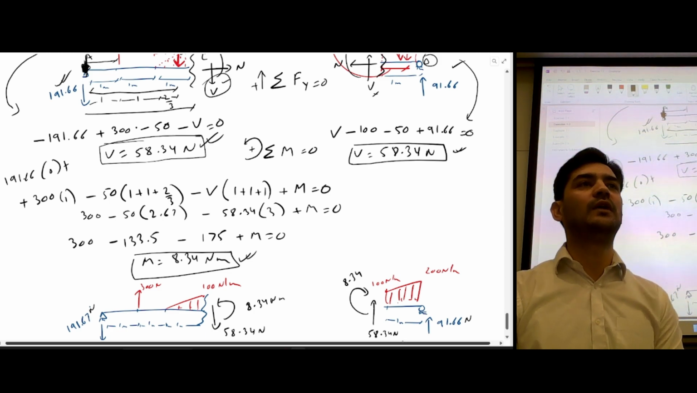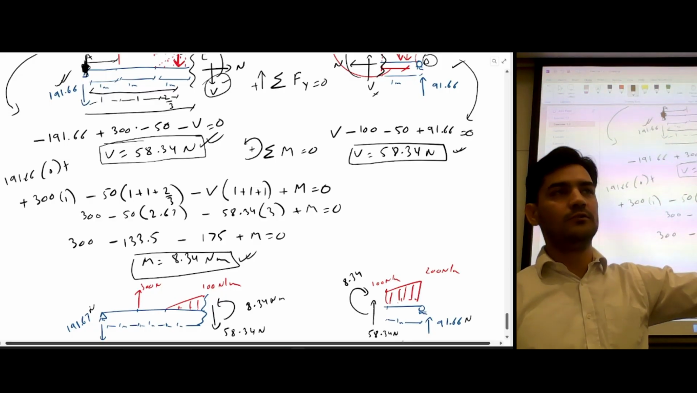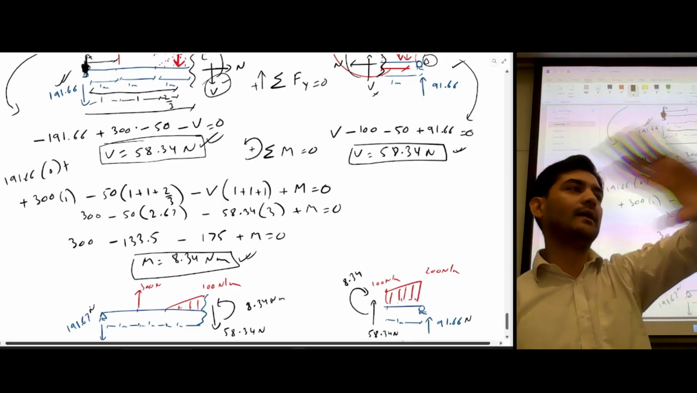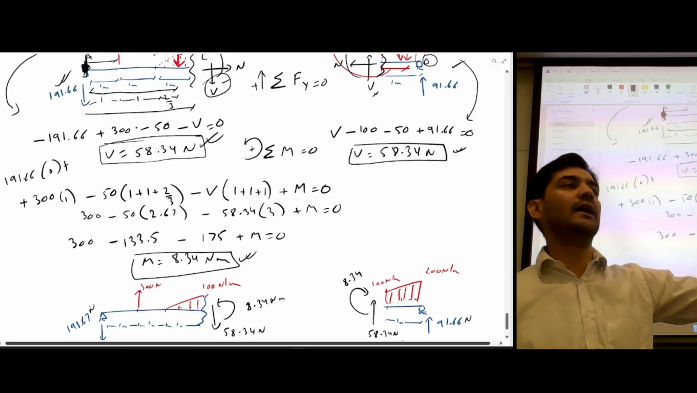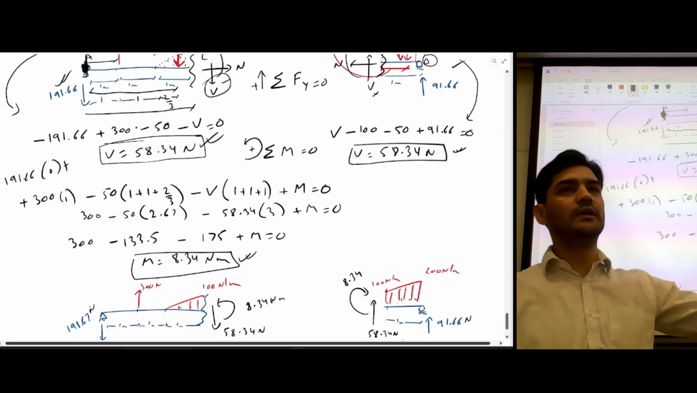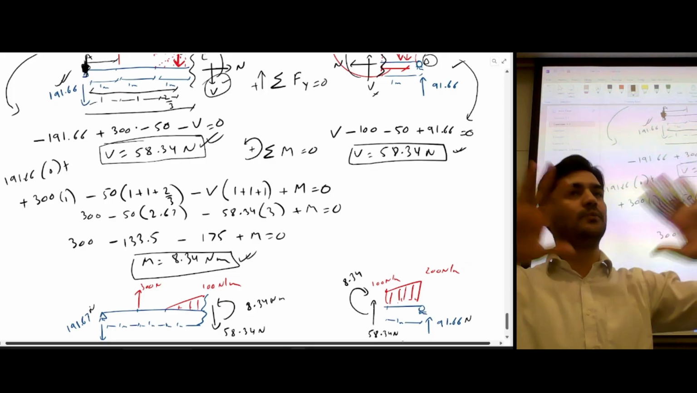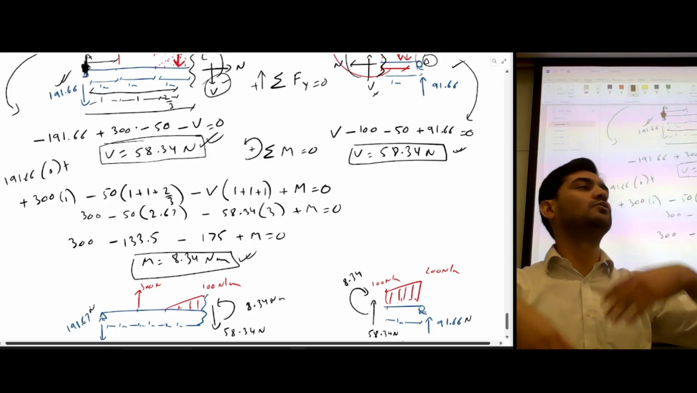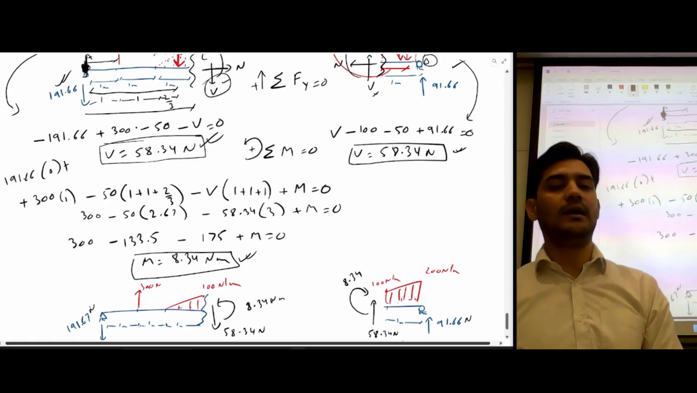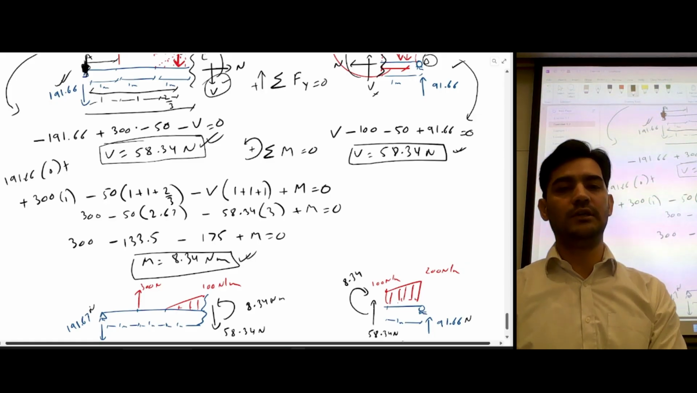So whenever we have to calculate the internal loads, the first step is to draw a free body diagram, and then we have to calculate the reactions by using equilibrium equations. And once we have the reactions, then we can cut a section, expose internal loads, and then we can use equilibrium equations again, and we can find out the internal loads.